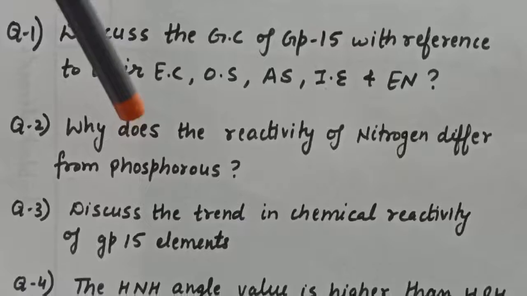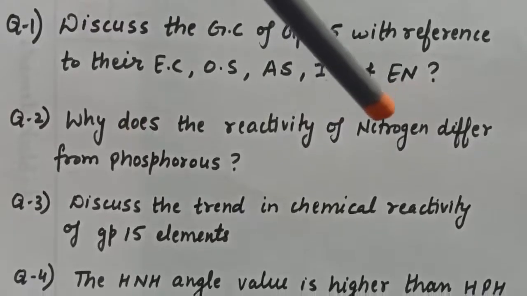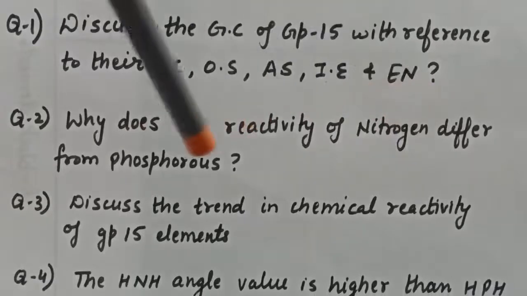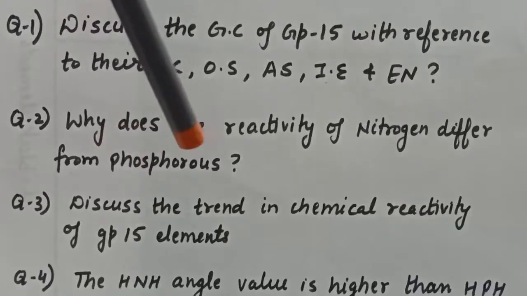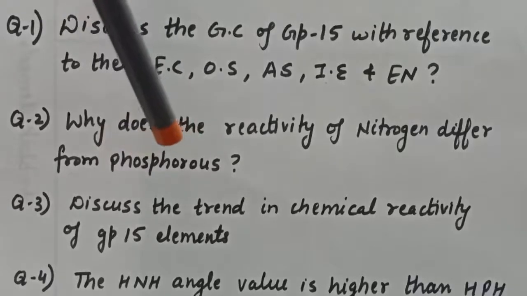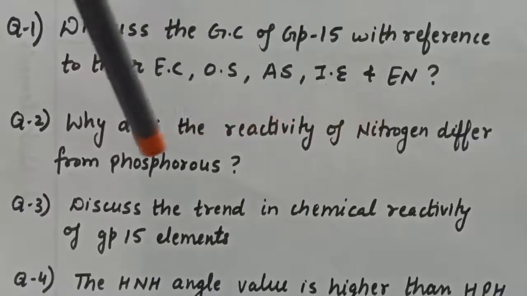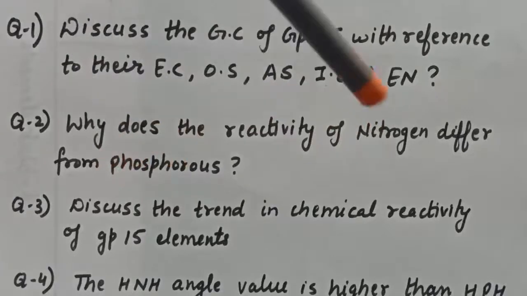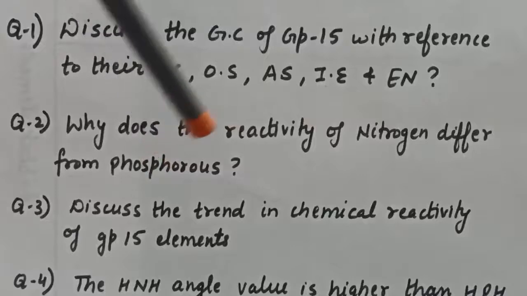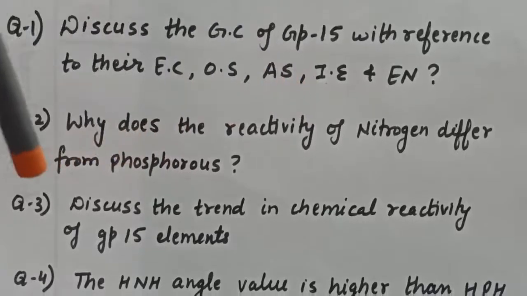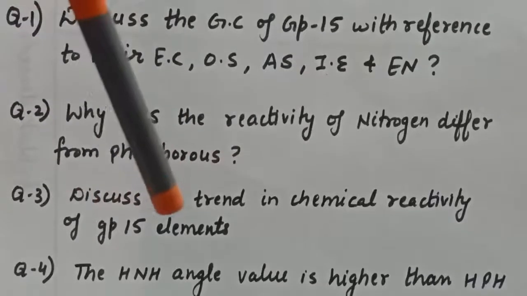Next question is, why does the reactivity of nitrogen differ from phosphorus? And the answer of this question is that nitrogen exists in the form of N2 and triple bond exists between N and N. Whereas in case of phosphorus, it exists as a P4 tetrahedral molecule and the bond between phosphorus and phosphorus is single bond. So in nitrogen, triple bond is there, and in phosphorus, single bond is there. So triple bond is stronger than single bond, that is why there is difference in the reactivity of nitrogen and phosphorus.